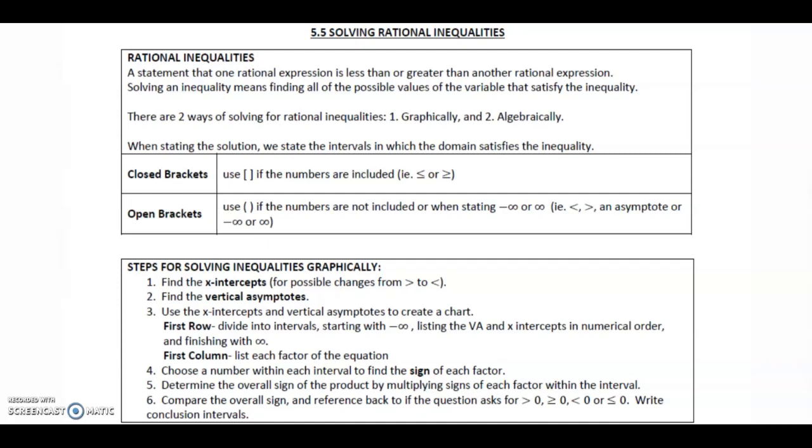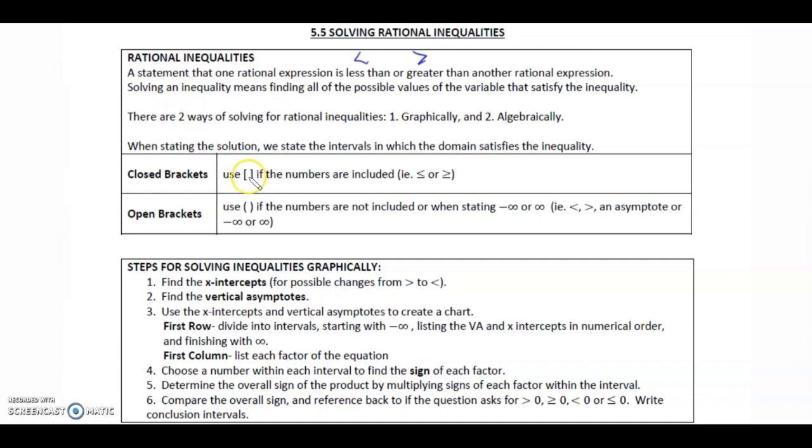Okay, 5.5, solving rational inequalities. So rational inequalities, a statement that one rational expression is less than or greater than another rational expression. Solving an inequality means finding all possible values of the variable that satisfy the inequality. So there's two ways of solving rational inequalities: graphically and algebraically.